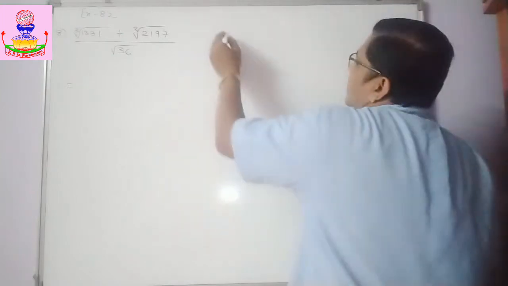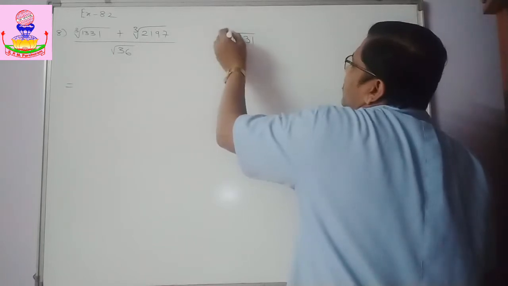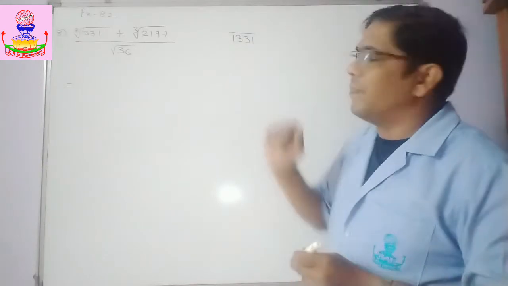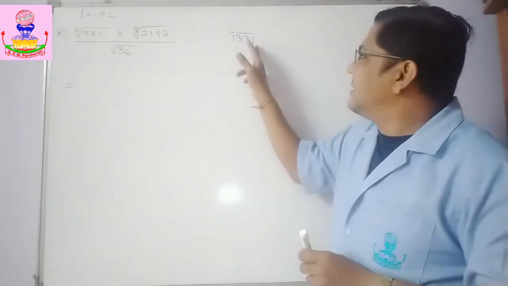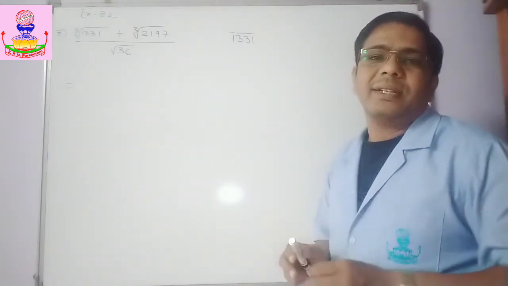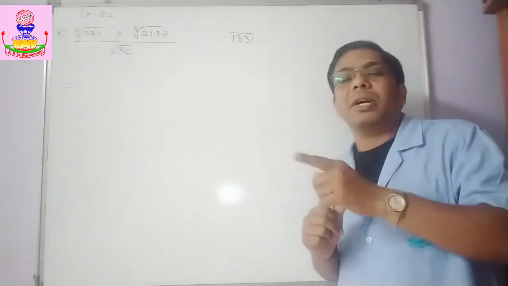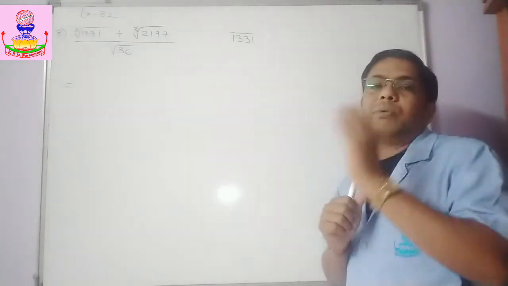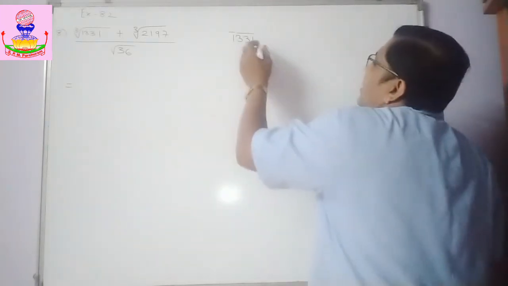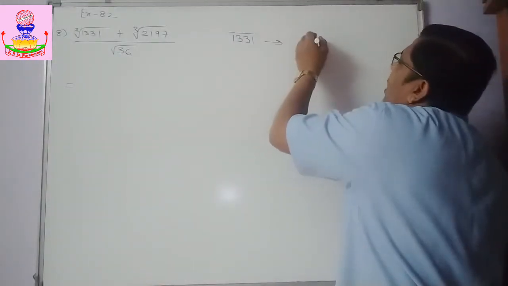How to find the cube root of 1331? Start pairing in groups of 3. In this way you can pair them. Now see the unit place of the first group from the right hand side. What is there? 1. When 1 comes in the units place, 1 into 1 into 1 is 1. So in the cube root of that you will have 1.